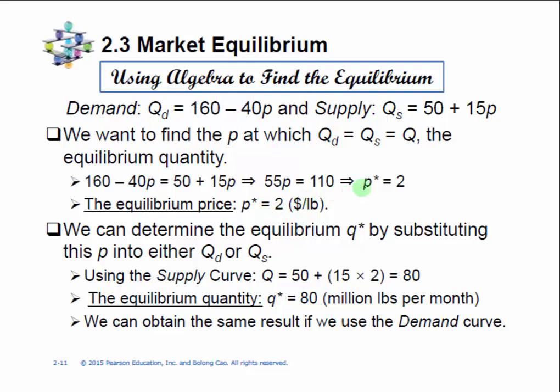Then you can plug this equilibrium price back into either the demand or the supply. If you use the demand curve, 160 minus 2 times 40, 2 times 40 is 80, so quantity demanded will be 80. If you use the supply, 2 times 15 is 30, and 30 plus 50 gives you 80. So either way, you get the equilibrium quantity equal to 80. That's how we solve the market equilibrium using the demand equation and the supply equation.